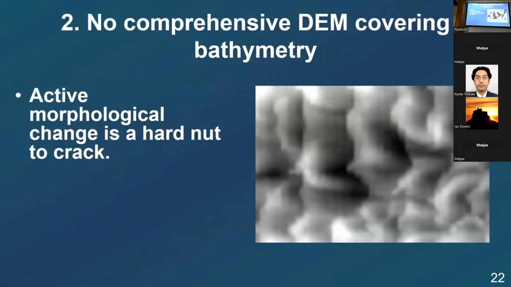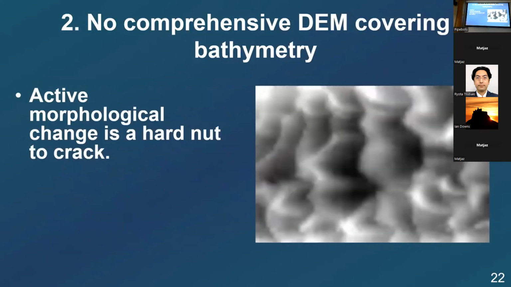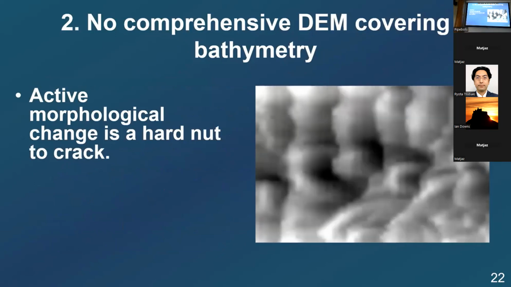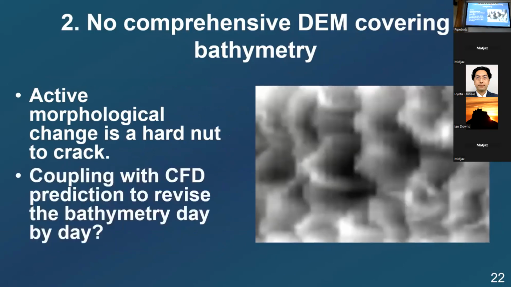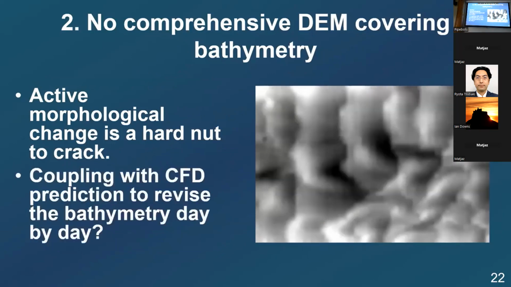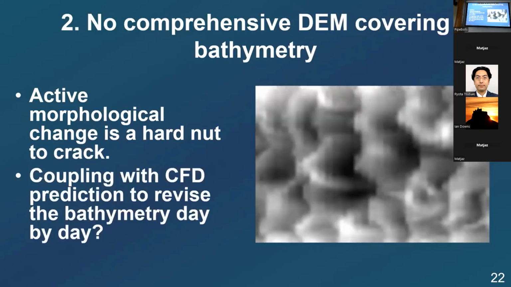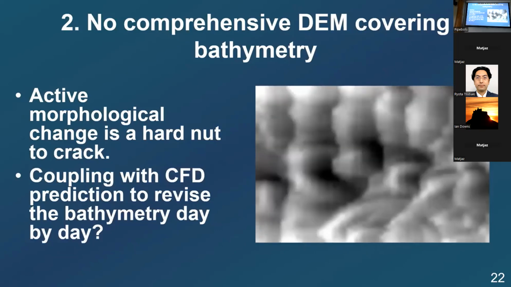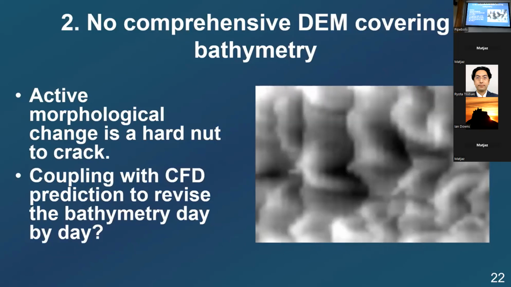There's another problem related to DEM. Morphological change is happening in some rivers, but how to manage the problem? Maybe it is common to use a CFD model predicting the bathymetric change to revise the bathymetry day by day. Such technology is needed to revise the change of the bathymetry.